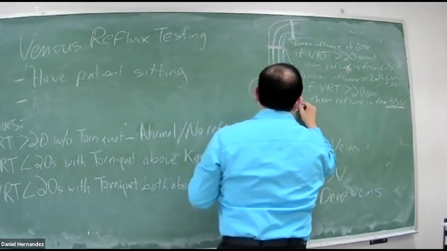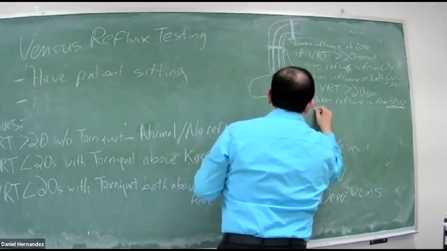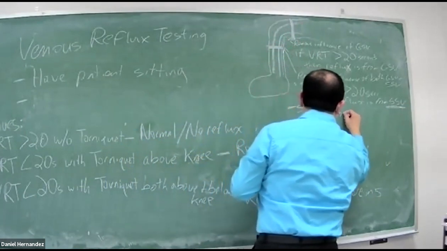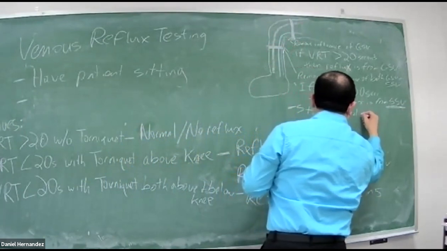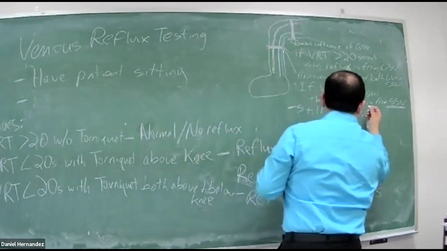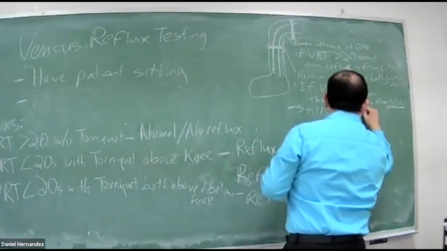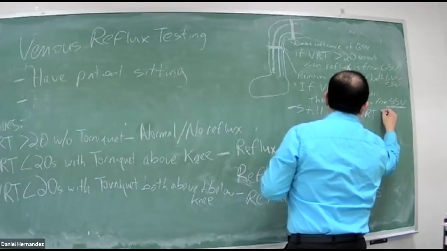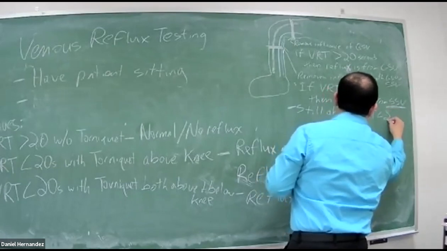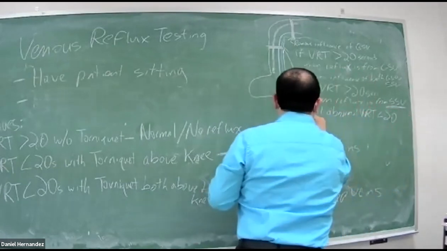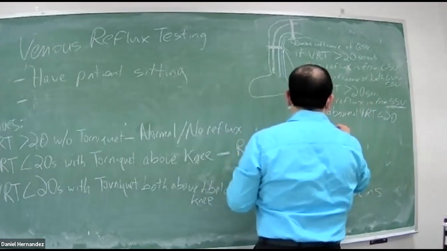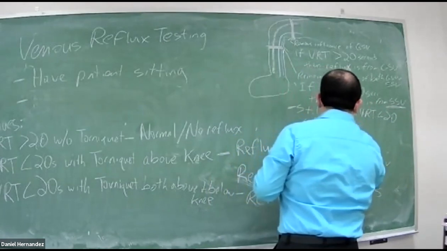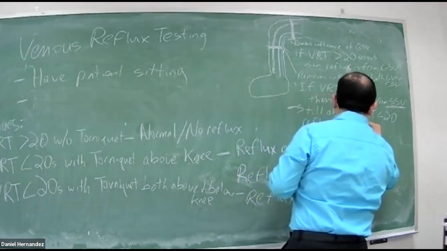But if still abnormal, so BRT less than 20, reflux, deep vein.